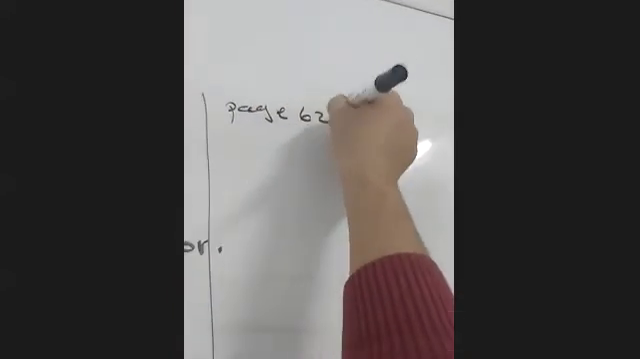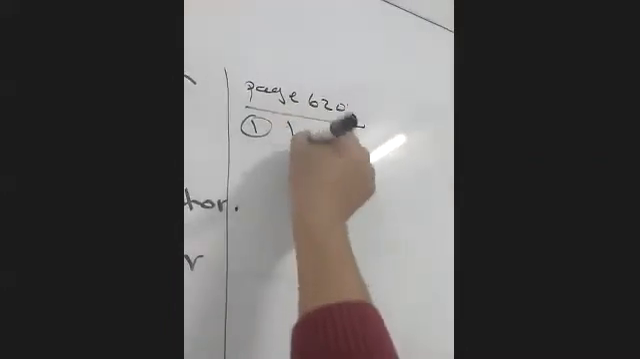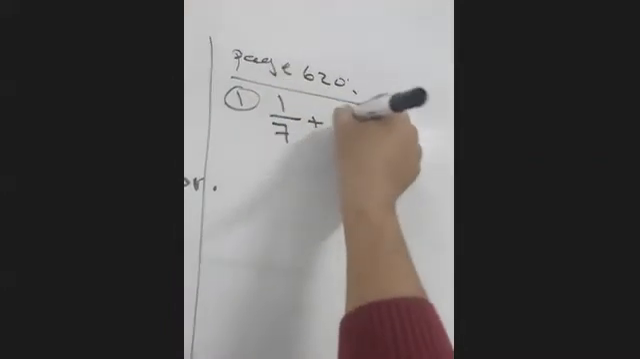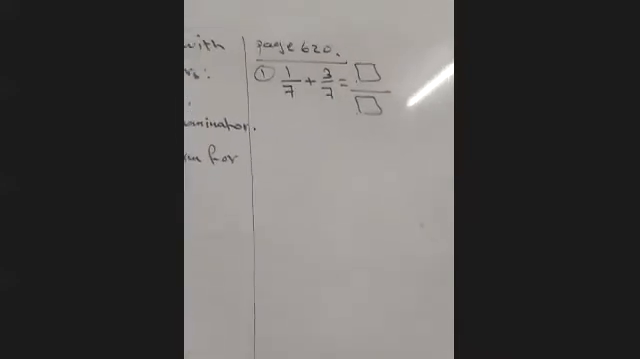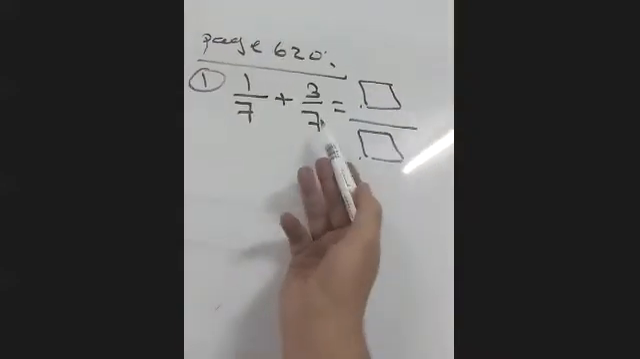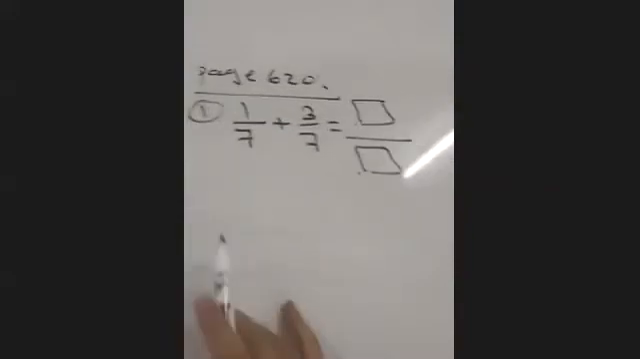Page 620. Question 1. We have 1 over 7 plus 3 over 7. Well, they wrote box over box like this. Now, I will add it. Do it with me. Here I have 7 and 7. So they are like fractions.